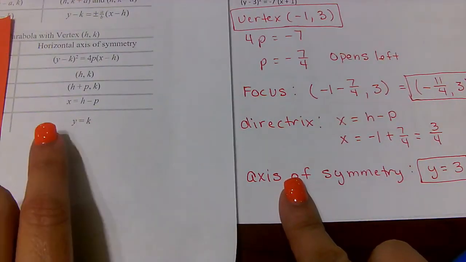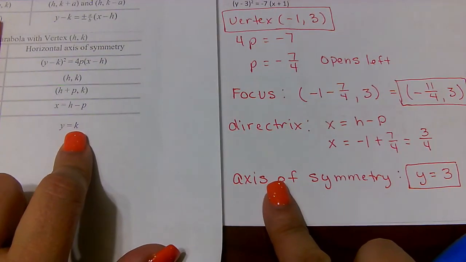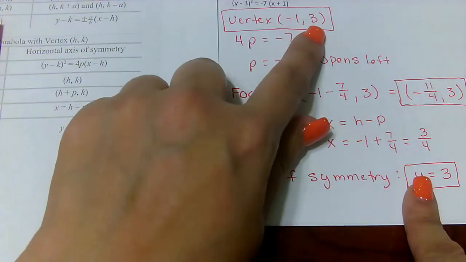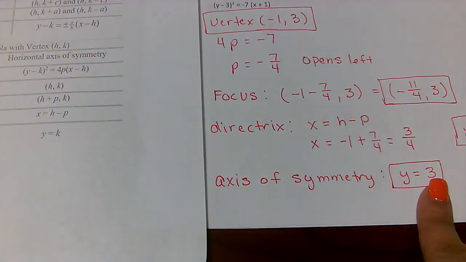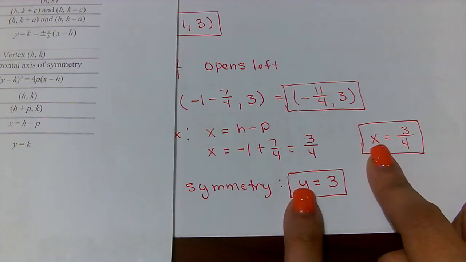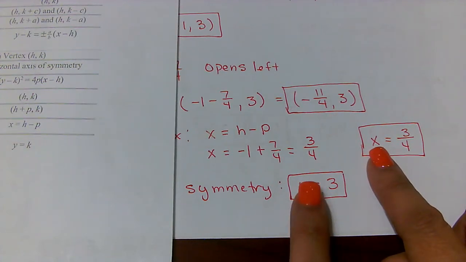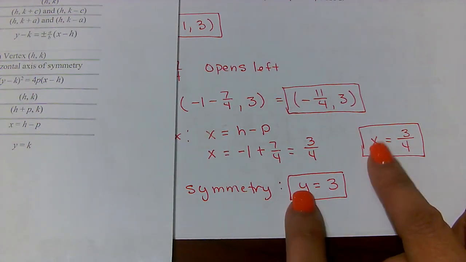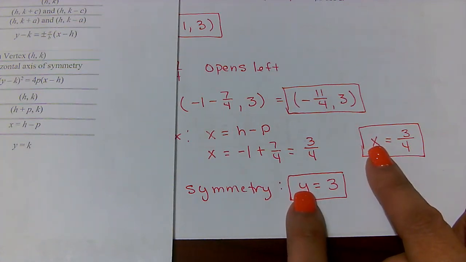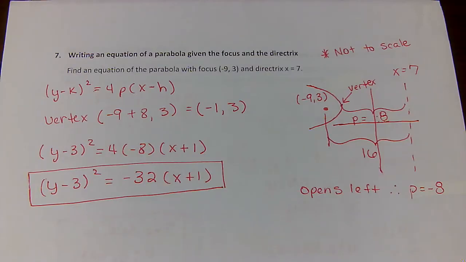Our axis of symmetry is this equation here, which is simply y is equal to whatever our k value is. So our axis of symmetry is y is equal to, our k in this case is 3, so y is equal to 3. You will always have the directrix be one variable and your axis of symmetry be the other. You will never see both of these be y, and you will never see both of these be x. So if you have both of them y or both of them x, you have to realize that you've made a mistake somewhere.